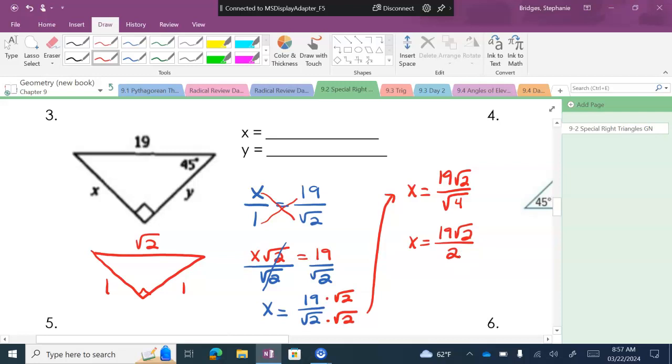And then the last thing we're going to check is if we can simplify. Can I simplify anything there? No. The 2's cannot simplify because one is under the radical, one is not. And then 19 and 2 do not have anything in common. So guess what x is equal to? 19 square roots of 2 over 2. And that is exactly how we'll leave our answer.